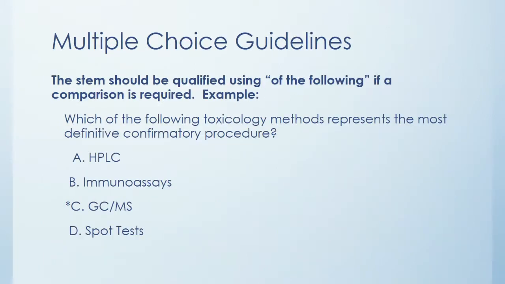Another guideline is that the stem should be qualified using "of the following" if a comparison is required. Because if you don't have "of the following," you might not have the very best option on there. That might not be one of the answer choices. So they might think, I don't know, the best one isn't on there. If you have "of the following," it's like, okay, out of the ones I've given you, which one is the best? For this example, which of the following toxicology methods represents the most definitive confirmatory procedure? The correct answer is GC mass spec.